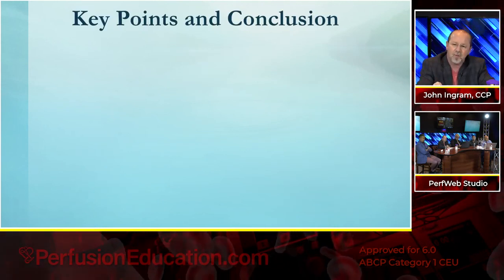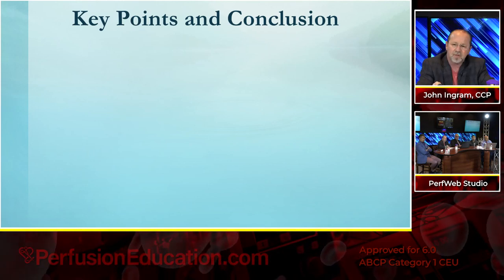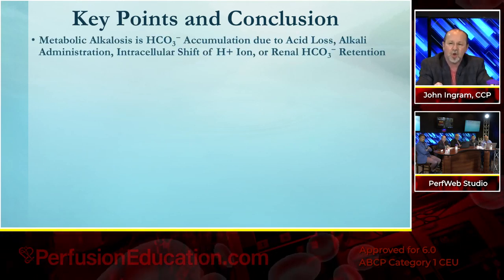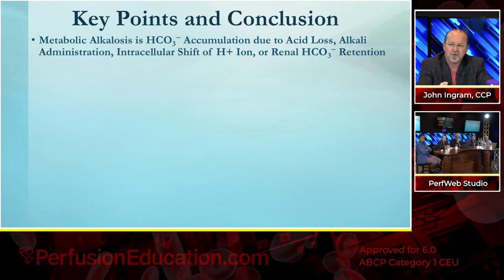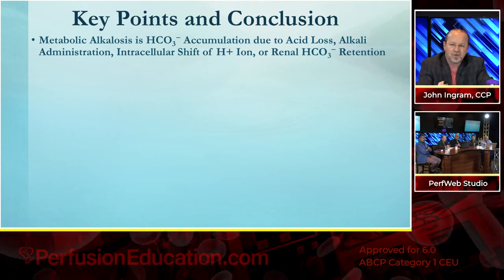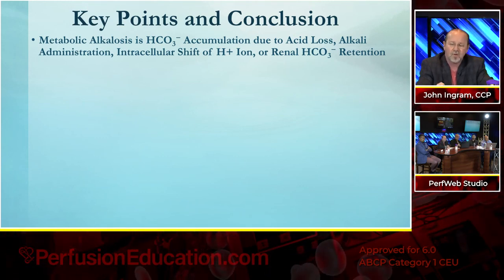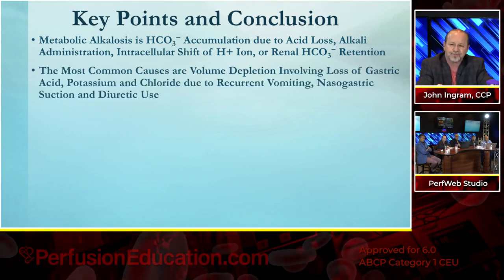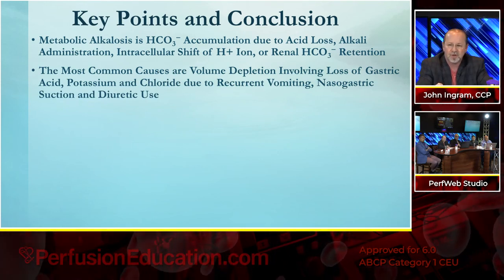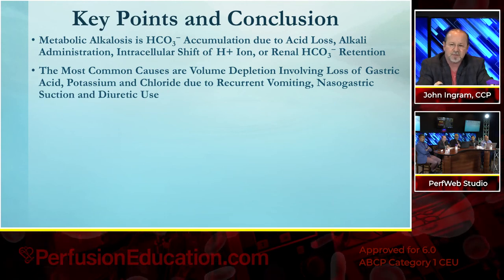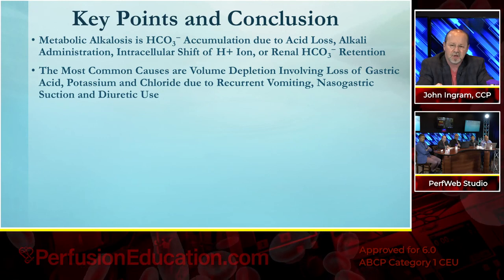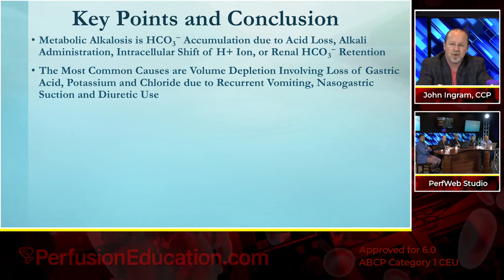So here are the key points in conclusion of everything we've talked about. Metabolic alkalosis is bicarbonate accumulation due to acid loss, due to hydrogen ion loss, alkali administration, or an intracellular shift of hydrogen ion, or renal bicarbonate retention. The most common causes are volume depletion involving loss of gastric acid, potassium, and chloride due to recurrent vomiting, GI suctioning, or diuretics. Those are the most common causes.